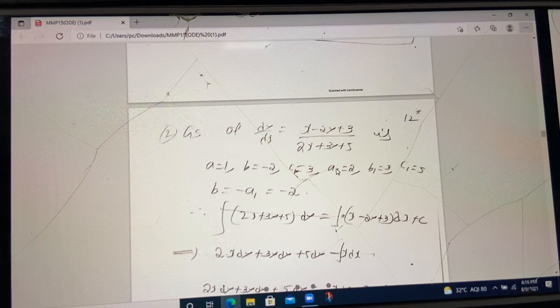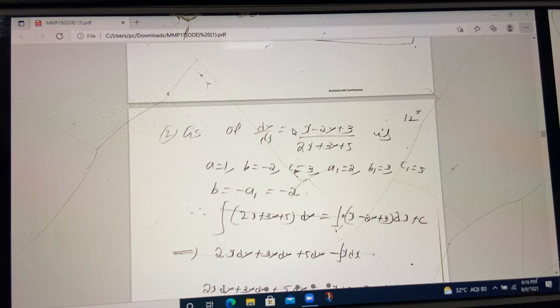Now, the general solution of this. You may be asked to find the complete integral. First you have to see a by a1, b by b1, not a, but b1 is equal to minus a1. Here b is minus 2, and a1 is 2. So these two are equal in value and opposite in sign. B is equal to minus a1. That's it.